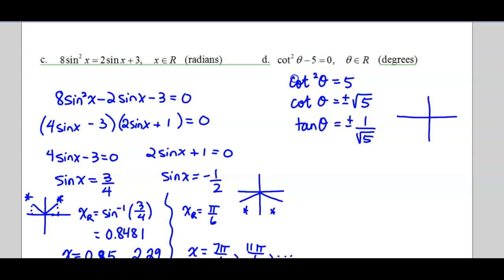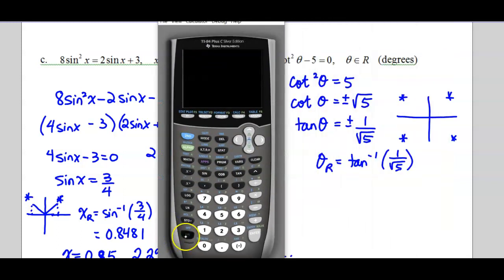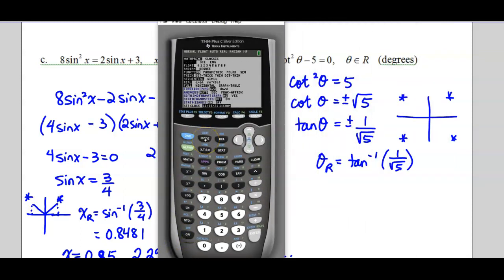Tan is positive in first and third, negative in second and fourth. So every quadrant. So to get our reference angle, it's going to be inverse tan of positive 1 over root 5. This says general solutions in degrees. Get out a calculator. Check, make sure it's in degree mode. Okay, so then second tan, 1 divided by root 5.